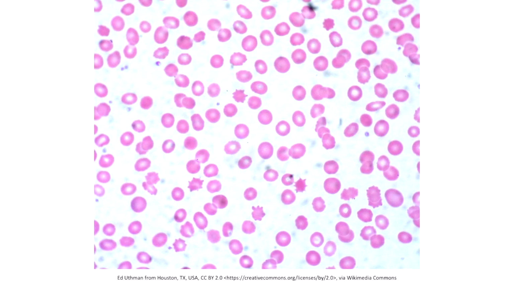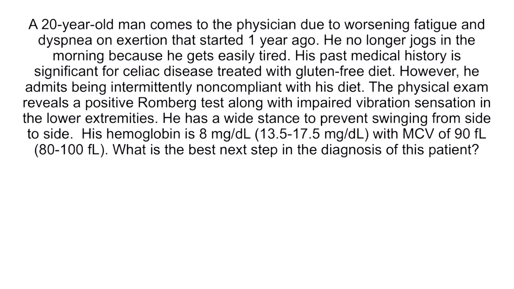This is a peripheral smear showing numerous acanthocytes. We can notice these irregular red blood cells with thorny projections. A 20-year-old man comes to the physician due to worsening fatigue and dyspnea on exertion that started 1 year ago. He no longer jogs in the morning because he gets easily tired. His past medical history is significant for celiac disease treated with gluten-free diet. However, he admits being intermittently non-compliant with his diet.